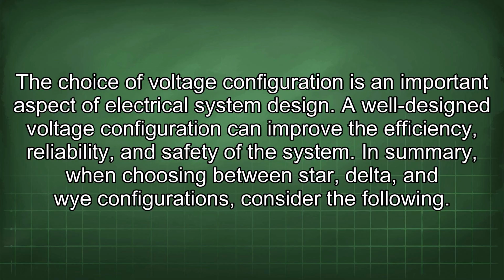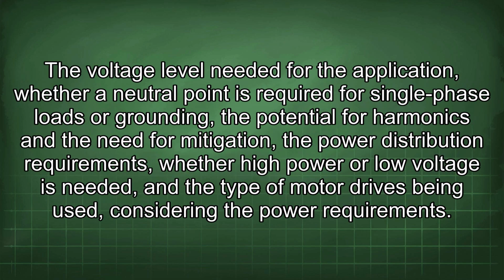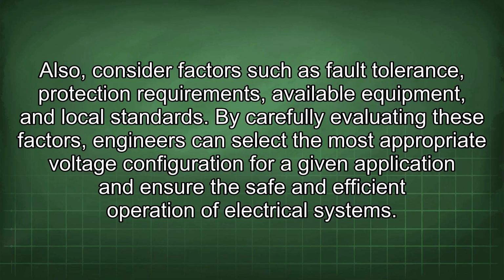In summary, when choosing between star, delta, and Y configurations, consider the following: the voltage level needed for the application, whether a neutral point is required for single-phase loads or grounding, the potential for harmonics and the need for mitigation, the power distribution requirements, whether high power or low voltage is needed, and the type of motor drives being used, considering the power requirements. Also, consider factors such as fault tolerance, protection requirements, available equipment, and local standards. By carefully evaluating these factors, engineers can select the most appropriate voltage configuration for a given application and ensure the safe and efficient operation of electrical systems.